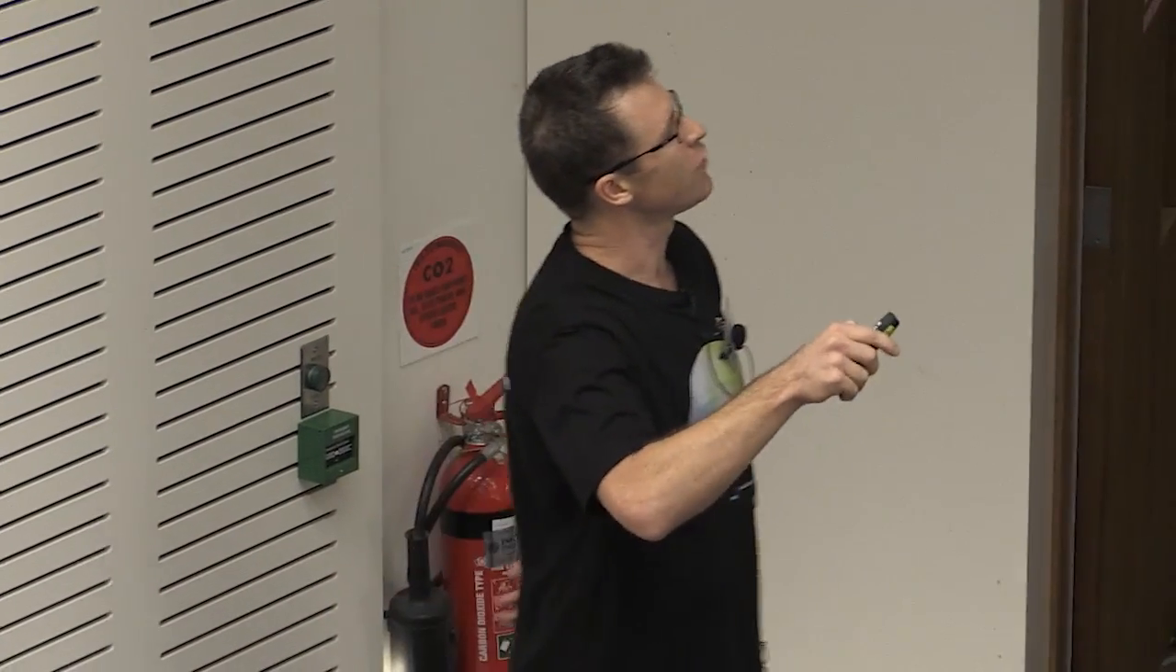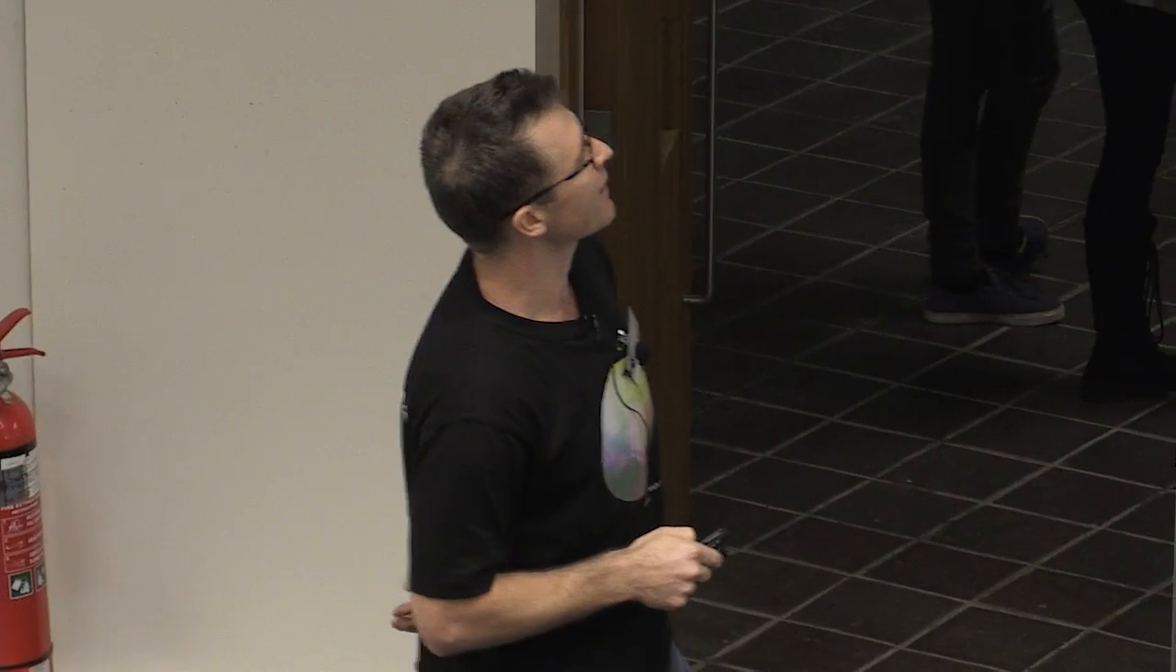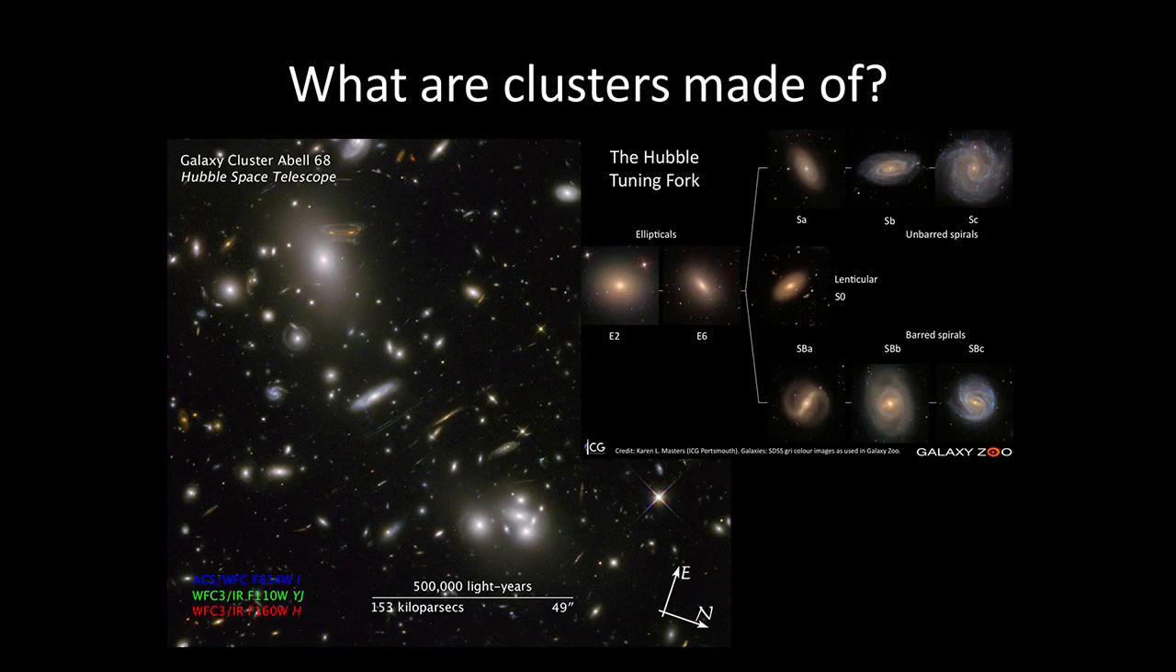In saying that, by mass, the galaxies and the stars make up only around 1 or 2% of the total mass of the cluster. So these galaxies zoom around at about 1,000 kilometers a second. And the keen-eyed among you might have noticed that most of the galaxies in the cluster have a very similar shape. This is one of the things that I'll talk about a little bit later.